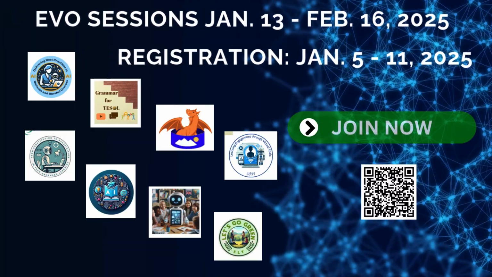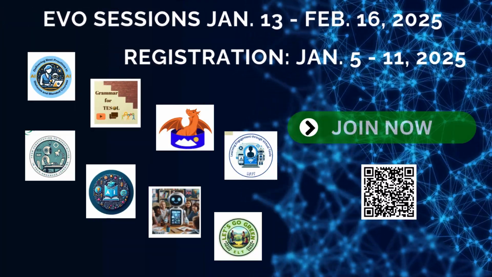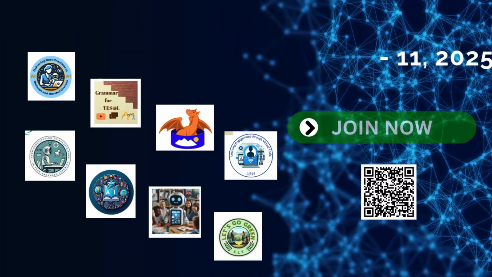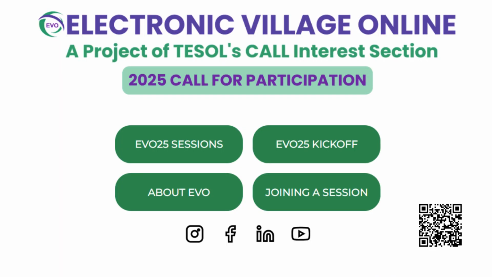So you create an account on Canvas, then you enroll in the session. You'll need the link or the enrollment code. All the details are on the EVO website.